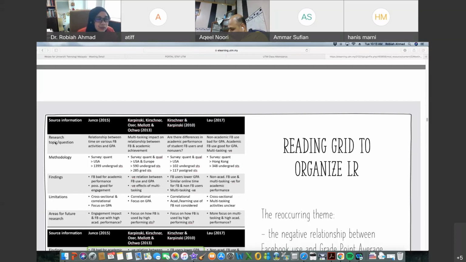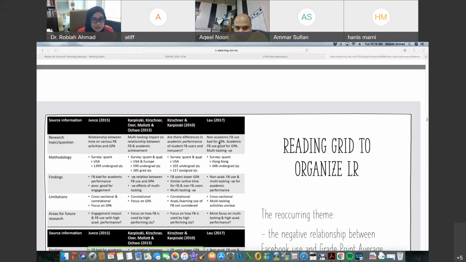The second row is the research topic or questions. Okay, so where did you find the research question again, class? Where do we find the research question? Section 1. Okay, so you put it there. So section 1, for Junco's paper, it says relationship between time on various Facebook activity and GPA. So the same goes with the other researchers.